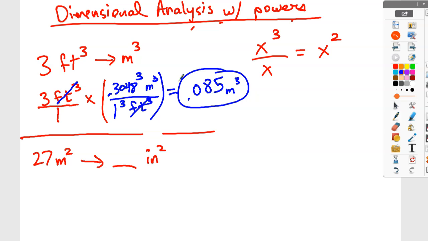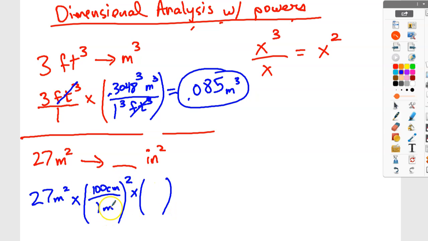So let me show you what that would look like without doing all the rewriting for this other one. I would do 27 meters squared, and I'm trying to get to inches. I could go to centimeters, and then from centimeters I could go to inches. So I know that in 1 meter there's 100 centimeters. And I know that, oh wait, it's not going to cancel, so I've got to square everything. Now meters squared will cancel with meters squared. Centimeters, I can go 1 inch is 2.54 centimeters. Square everything.